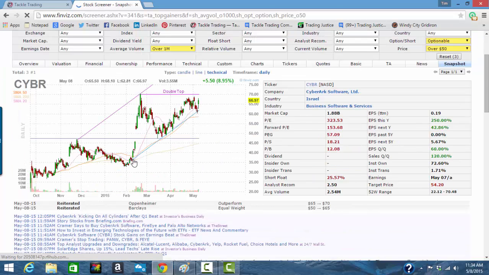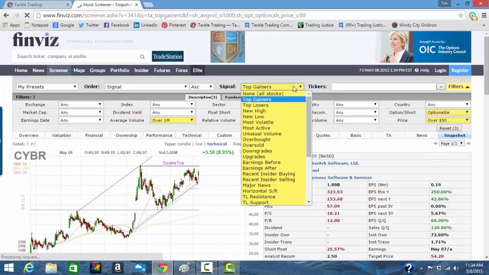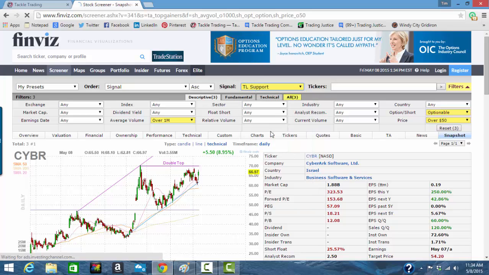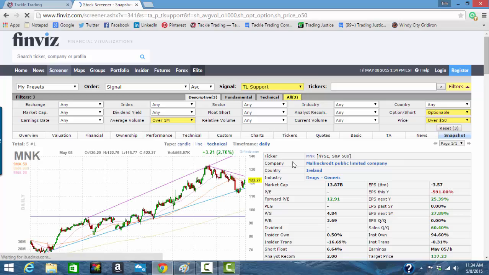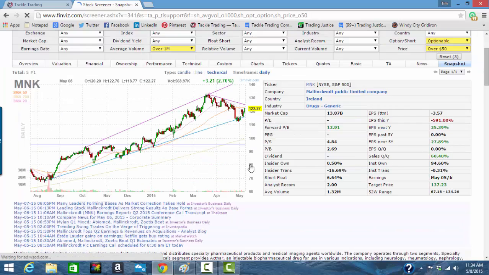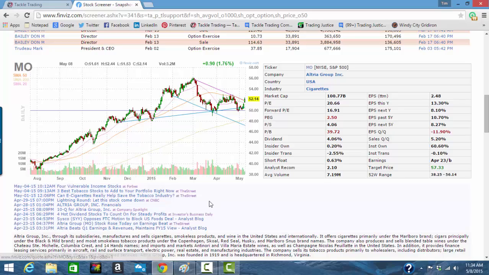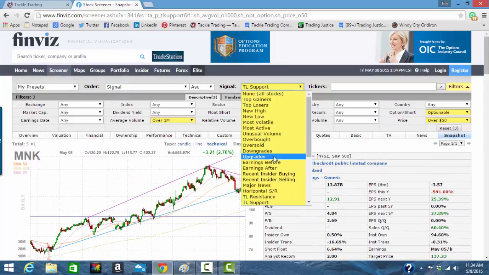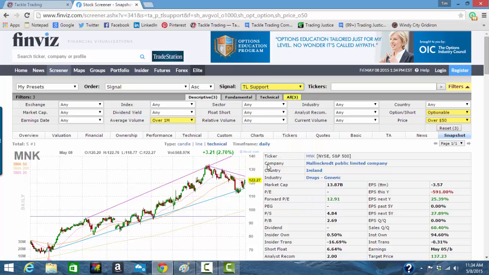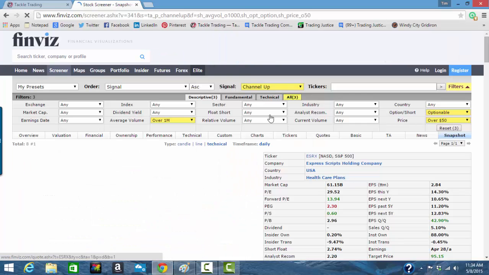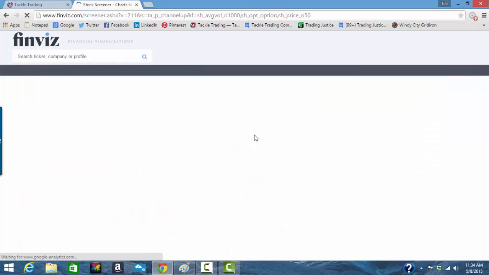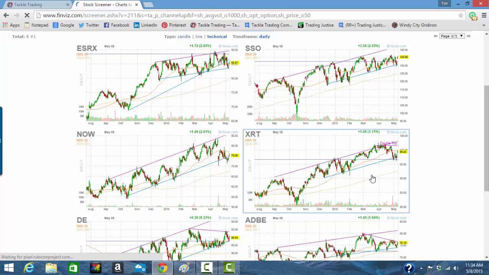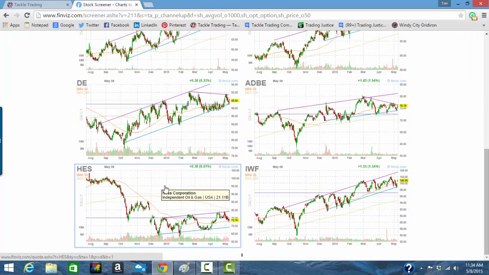Okay, there's CYBR. And then I can filter through these: horizontal SNR, trend line support. That'd be a good one. Five companies on that list. Okay, they're on a trend line, sitting on support. Maybe I also want to look at a channel up. Let's click it back to the charts view so we can see more. So now we're finding stocks that are in channels, and then we can make our own choices.